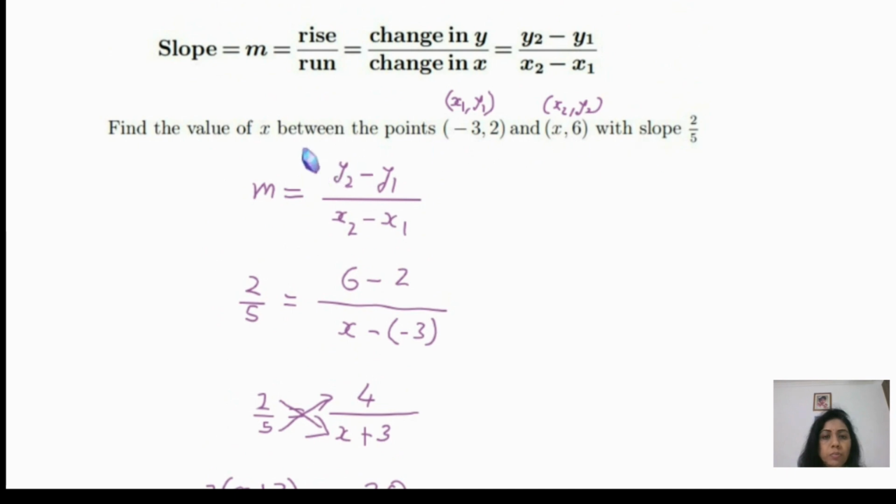Just put the given values in this formula and simplify for x or y, whatever the question says to find, the value of x or y. So you can simply solve. So very easy questions. If you have any doubt, please ask me.